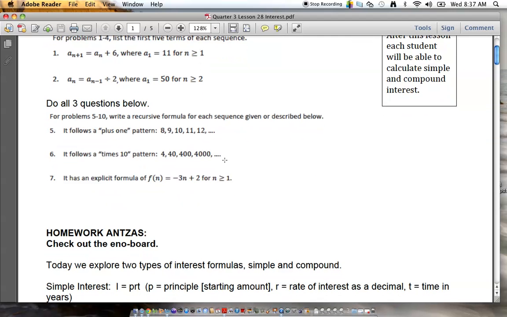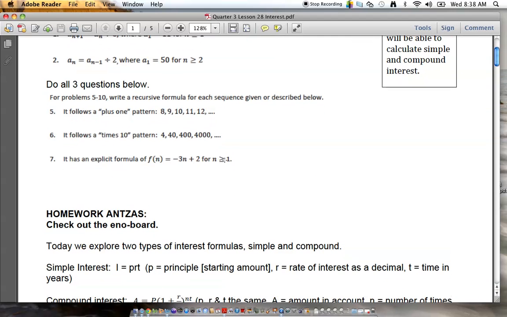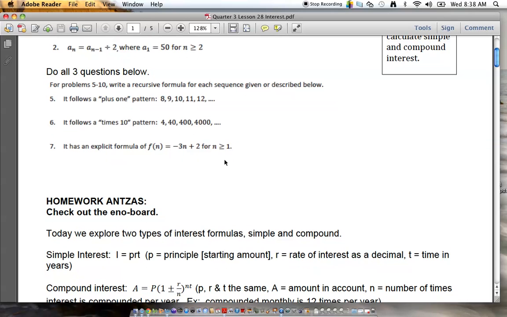Okay, this one says do number 2 only, list the first 5 terms, and then do all 3. So, without any further ado, let's get rocking. We're pretty much done with lessons dedicated to sequences. We'll practice them every day on homework and on quizzes, but we're done with lessons. Okay, this says the new term is the old term plus 2. This says the first term's 50. So the next one's 52, 54, 56, 58. There's my first 5 terms.